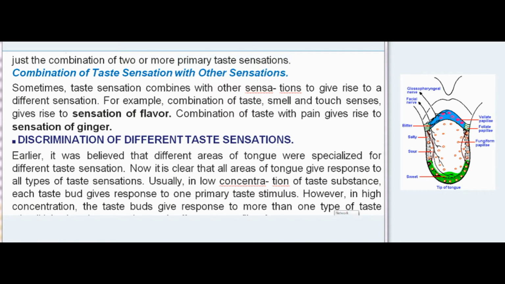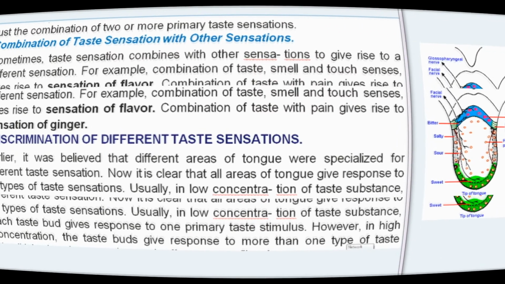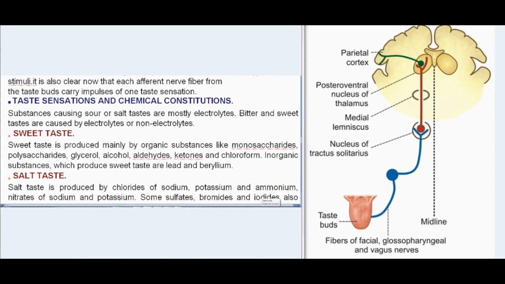However, in high concentration, the taste buds give response to more than one type of taste stimuli. It is also clear now that each afferent nerve fiber from the taste buds carries impulses of one taste sensation. Taste sensations and chemical constitutions. Substances causing sour or salt tastes are mostly electrolytes. Bitter and sweet tastes are caused by electrolytes or non-electrolytes.